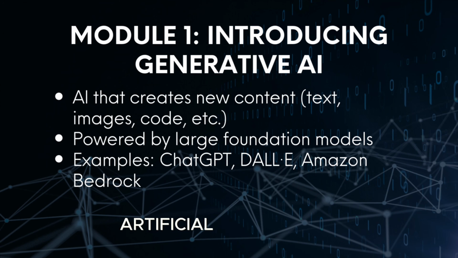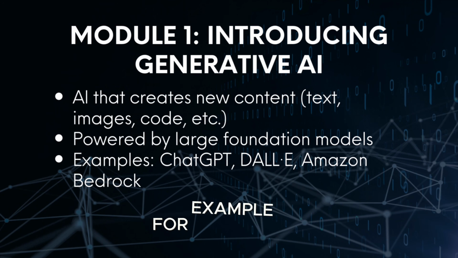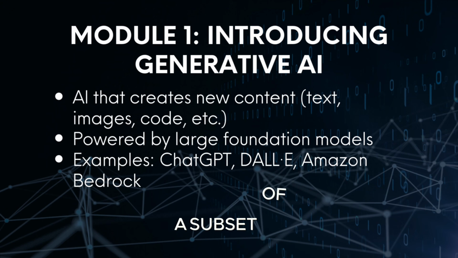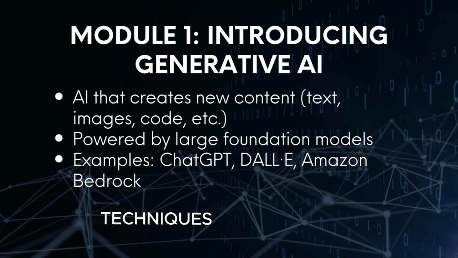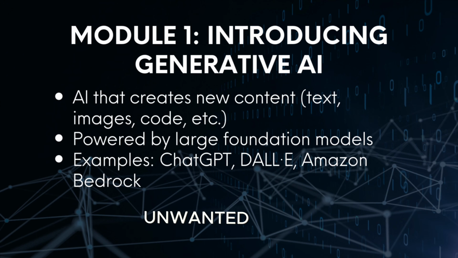So first off, artificial intelligence, AI, is the overarching field of AI, which creates intelligent systems that perform human-like tasks, for example, Siri and Alexa. And then machine learning, or ML, is a subset of AI that uses statistical techniques for prediction based on patterns. An example of ML is spam filters that learn to identify and block unwanted emails.